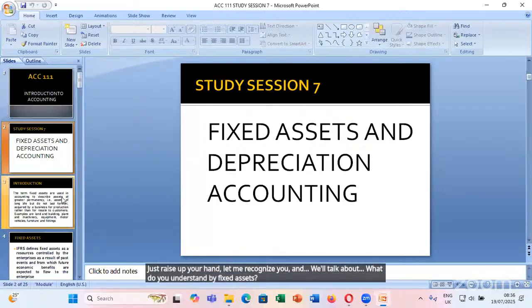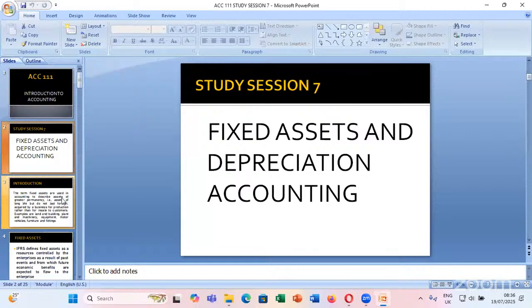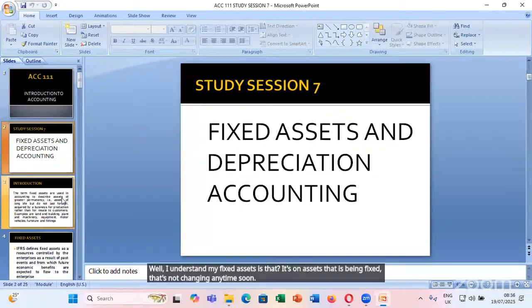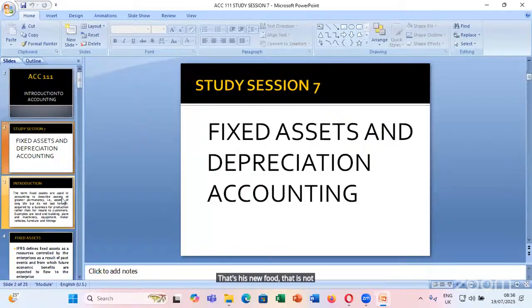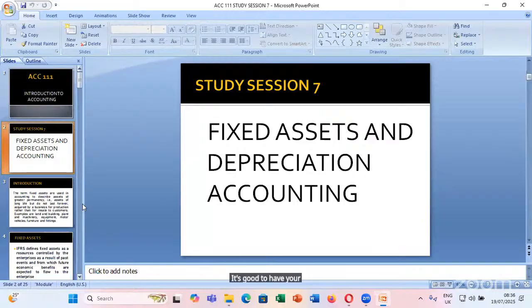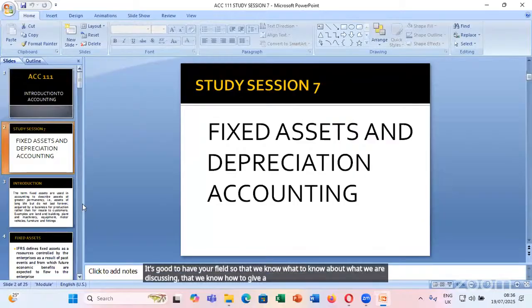What I understand by fixed asset is that it's an asset that is being fixed, that is not changing anytime soon. So it's like salary and... No, you have mixed it. But listen as we go on so that you have a better understanding. It's good to have your view so that we know what you know about what we are discussing, and they will know how to give a proper explanation.